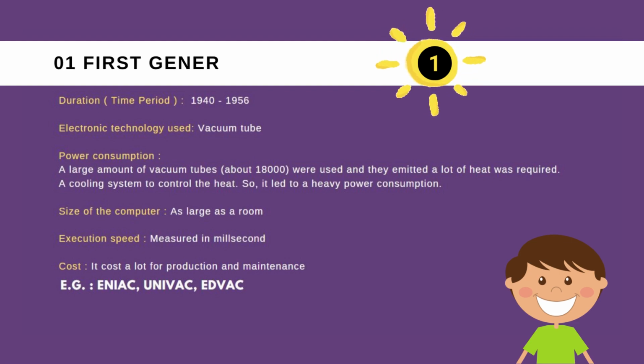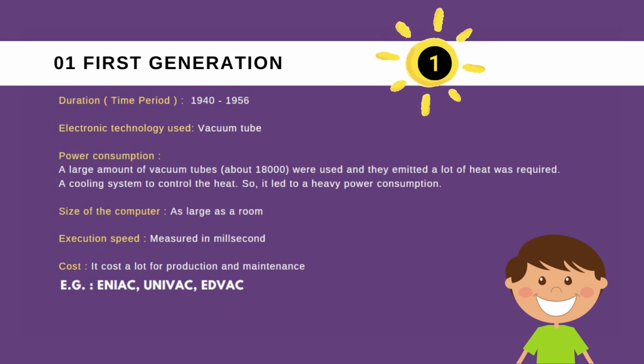Let's see the first generation. Duration: time period year 1940 to year 1956. Electronic technology used: vacuum tube. Power consumption: a large amount of vacuum tubes, about 18,000, were used and they emitted a lot of heat. A cooling system was required to control the heat, so it led to a heavy power consumption. Size of the computer: as large as a room.